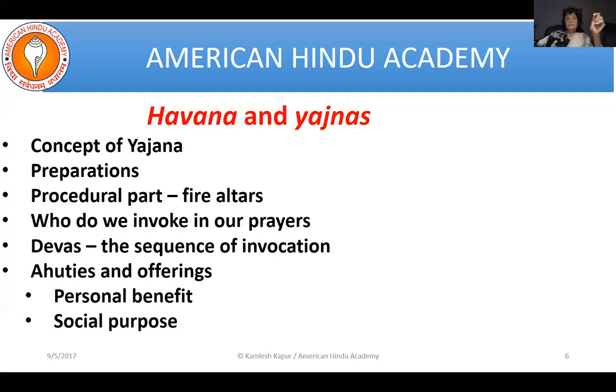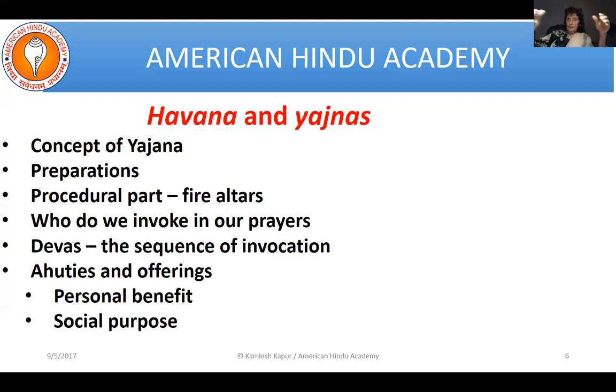So, Havan and Yajna. This is a very ancient tradition, and nowadays, on very few occasions, Havan is done. One is the marriage ceremony. Havan is done, and sometimes it is done for a specific reason, for the welfare of the entire village, providing food for the entire village, and like that. So this is the basic concept of Yajna or Havan.